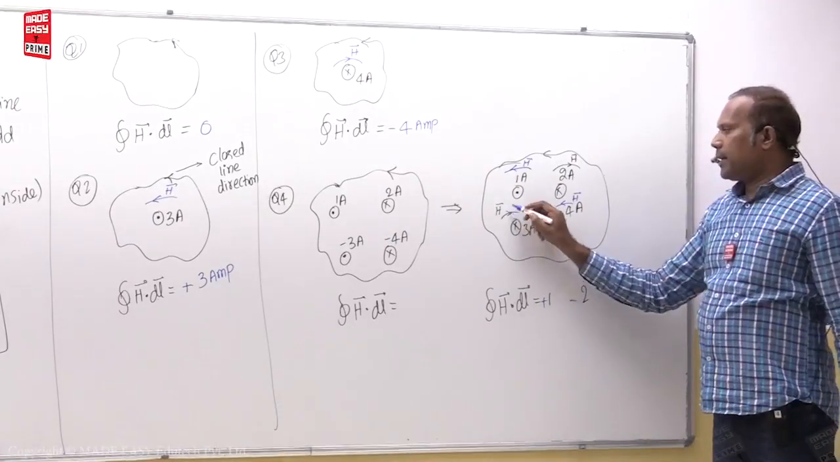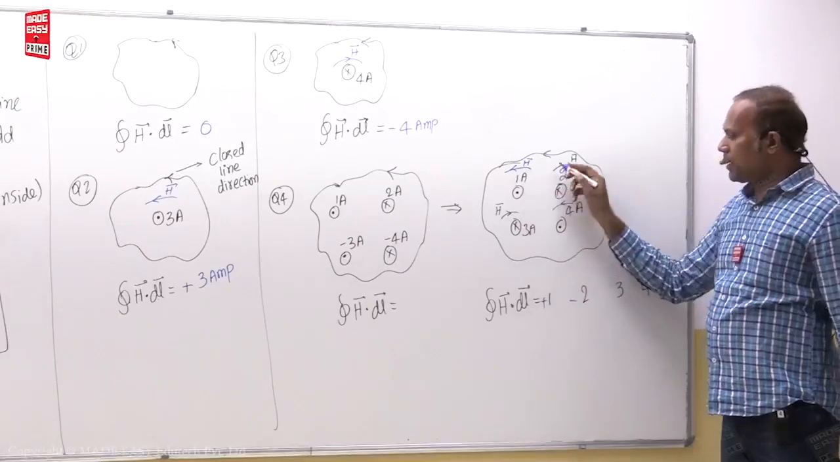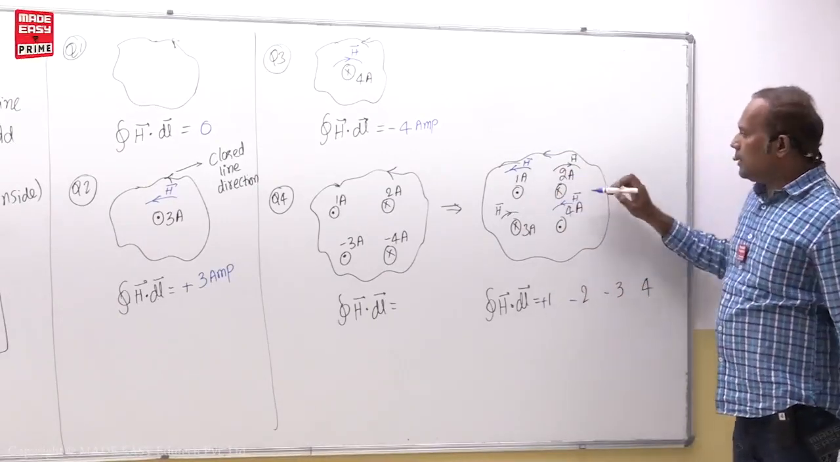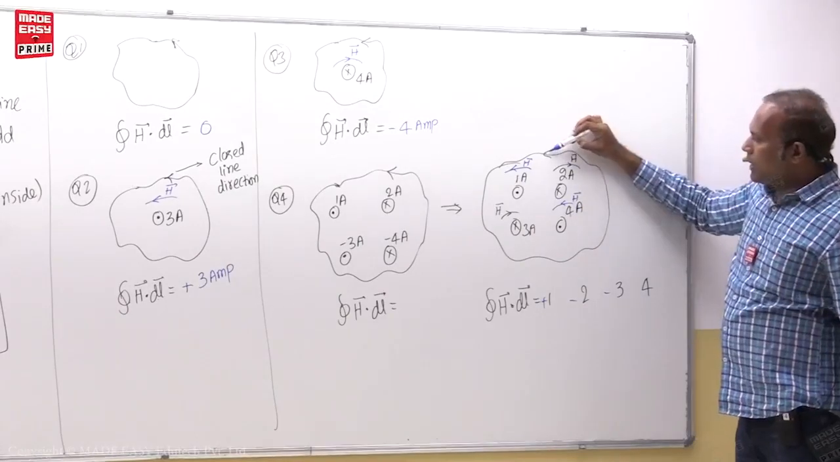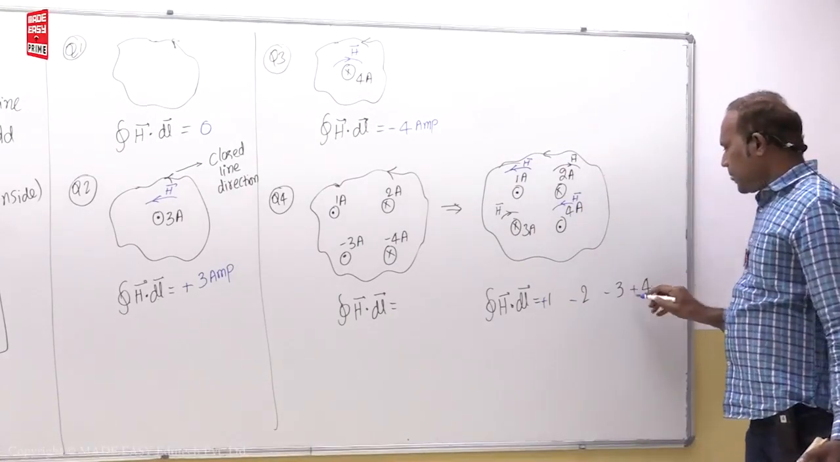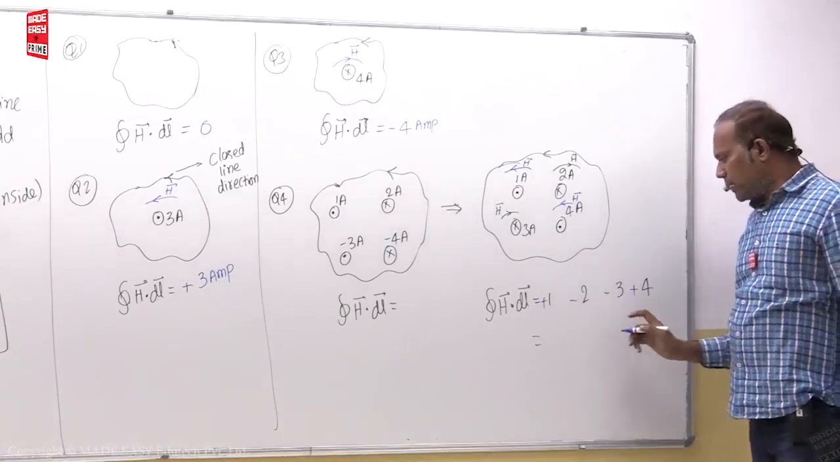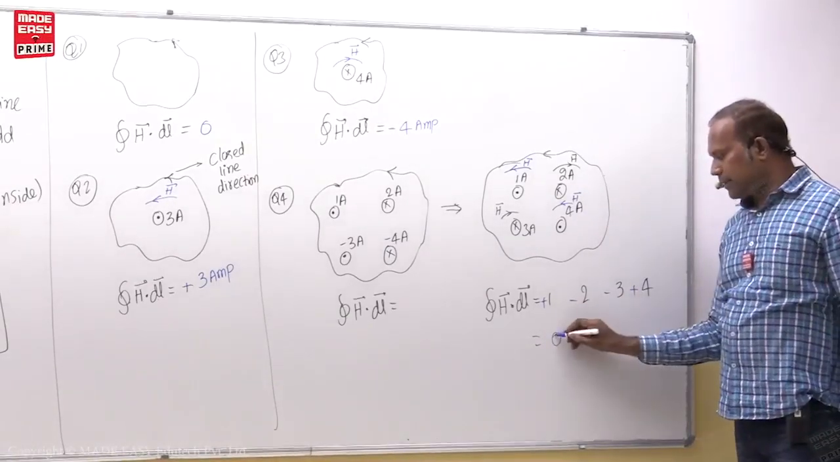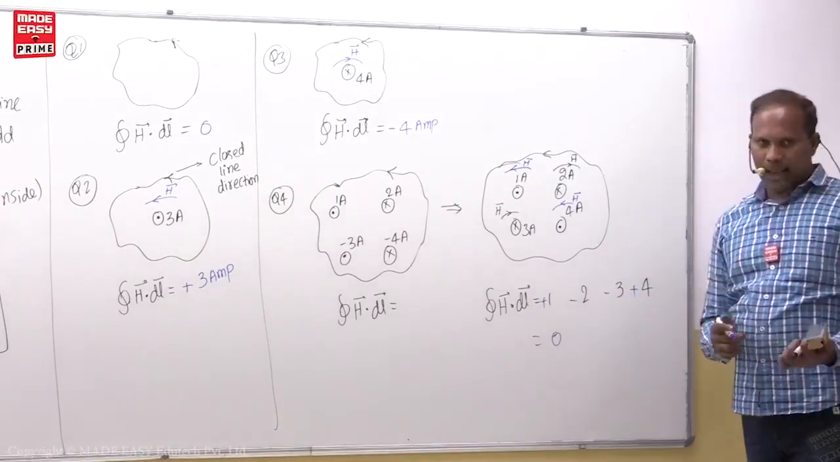Where the H bar direction and the closed line direction are opposite, put minus. Where the H bar direction due to 4 ampere and this closed line direction are the same, put plus here. So ultimately minus 5 plus 5, so the answer is 0 actually, student. That is the way you decide the sign in front of the current.